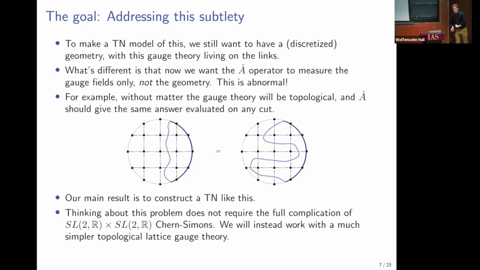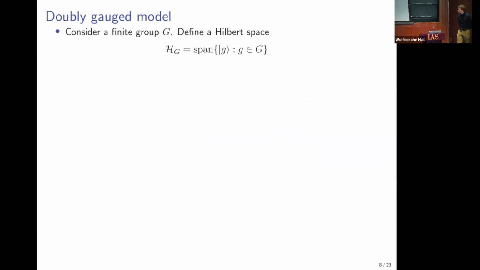And now I'm going to explain what that simpler lattice model is. We call it the doubly gauged model. For those of you familiar with Kitaev's quantum double model, it's essentially Kitaev's quantum double model, but where projection onto the ground space is enforced as a constraint. So consider a finite group G, and we're going to define a Hilbert space, L2 of G, or I'll call it HG, spanned by an orthonormal basis where each basis ket is ket g for each g in that group. So these ket g's form an orthonormal basis for HG.